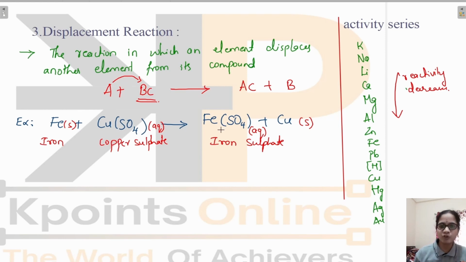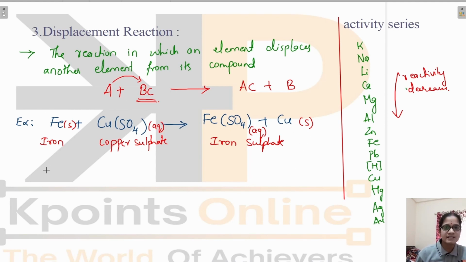So the new compound formed here is pale green in color. It may be asked in your examination, like, why does the blue color of the copper sulfate solution fade? You have to write the reaction and mention what has happened: iron has displaced copper from its solution to form iron sulfate, and copper is formed. In this way you have to write.